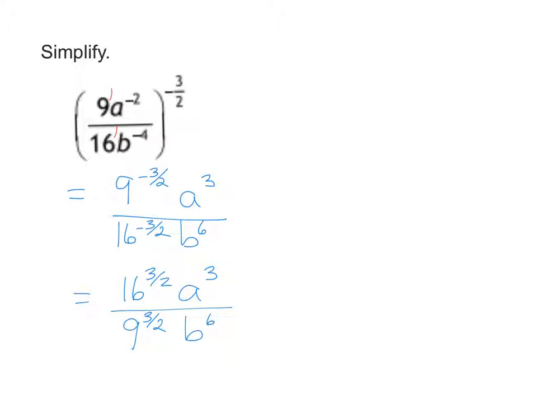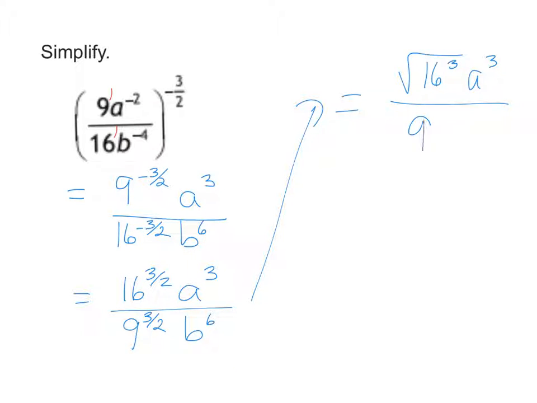16 to the power of 3 over 2. Let's take it up here. If I put it in radical form, I can understand that exponent better. In radical form, it's the square root of 16 cubed, right? And the 9 becomes the square root of 9 cubed.